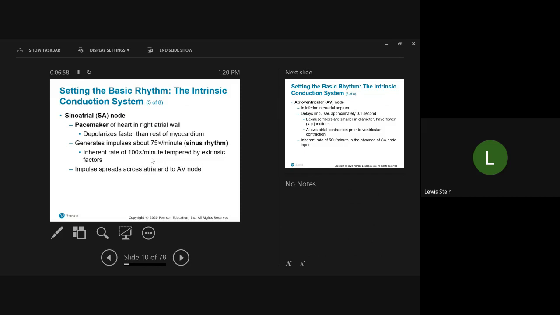And so that impulse will go through the atria and eventually to the AV node. That's the rate determining step. That's the point where it's slowest. And why it is so slow is because of the voltage gated channels that are there, or in this case, that are not in abundance there. What it allows is for that signal to completely contract the atria.